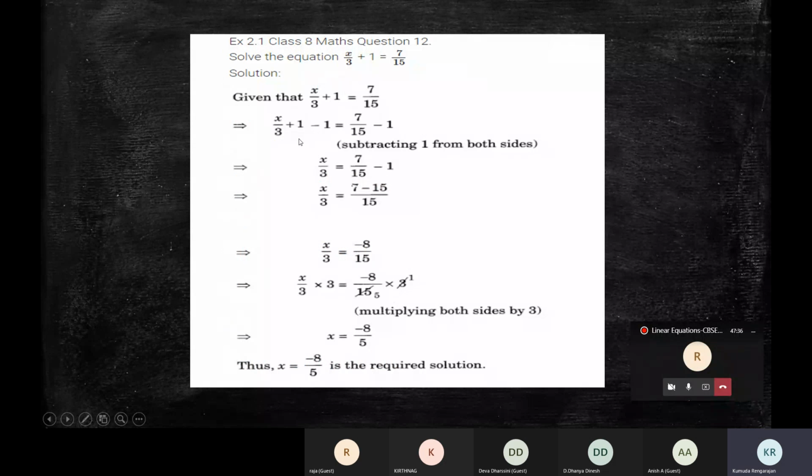Look at this answer. Read carefully from the first line. So this is the equation, and then what's happening here, line by line.